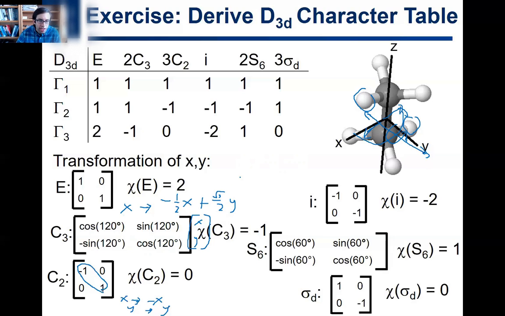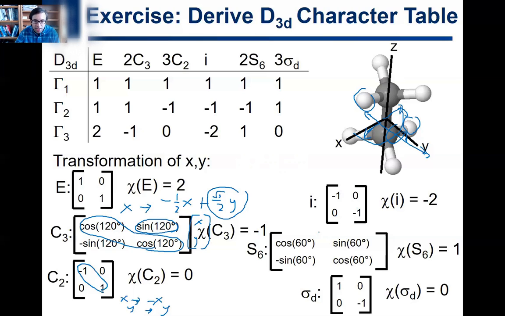But again, we don't really care about this value. You don't even have to evaluate that. We don't care about it because what we care about is the ones on the diagonal, right? So you don't even have to do that math. Keep going. Inversion. Inversion takes x, y, z to negative x, negative y, negative z. We know x and y transform together, so we have to keep it as a 2 by 2 matrix still. X is going to go to negative x, so we put a -1 there. Y is going to go to negative y, so we put a -1 there.